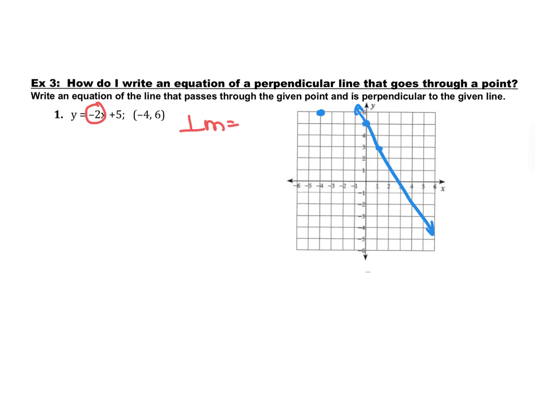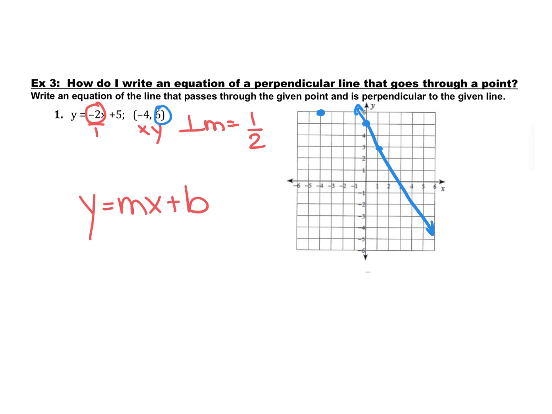The opposite of negative is positive, and the reciprocal of 2 over 1 is 1 over 2. So we know that our new line is going to have a slope of 1/2. And then I have an x and a y. So I'm going to take y is equal to mx plus b, and we're going to plug in what we know and solve for what we don't.